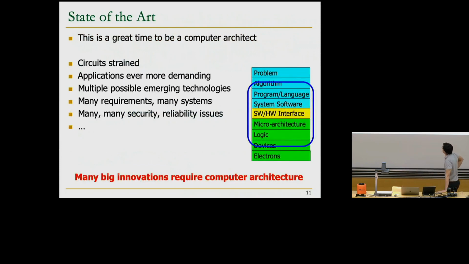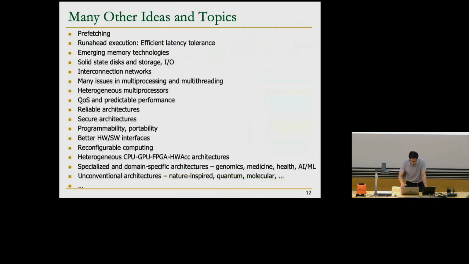The state-of-the-art applications are ever more demanding. There are emerging technologies, like, for example, the memory technologies that I just mentioned, many requirements, systems, and security and reliability issues, so many things to do in computer architecture. Here you can see a list of some of the ideas and topics that we couldn't cover in this course, but hopefully if you're interested, you will keep learning in later courses that we have.